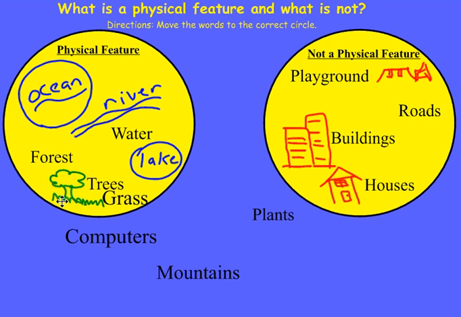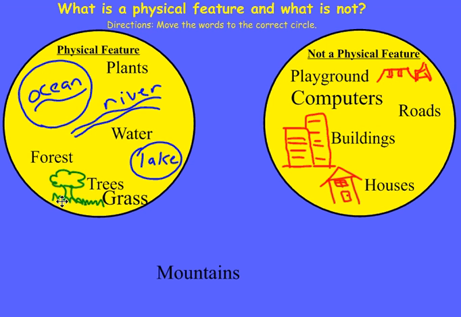Well, let's keep looking. Next, it says plants. Physical or not physical? Oh, you're right. Let's get back to physical. Plants are definitely a physical feature. I have two left. I have computers and mountains. Let's start with computers. I'm pretty sure I woke up today and saw the squirrels out there on their computers in nature, right? No, I'm being silly. Computers do not come from nature. They're made by people, so computers are not a physical feature.